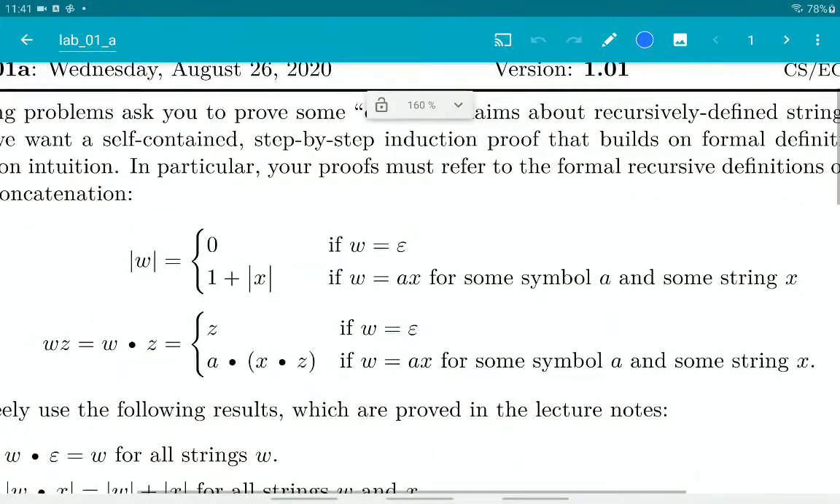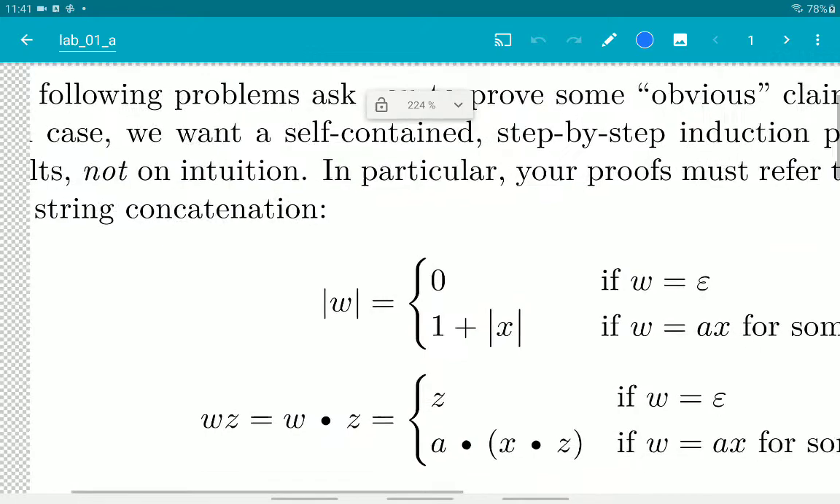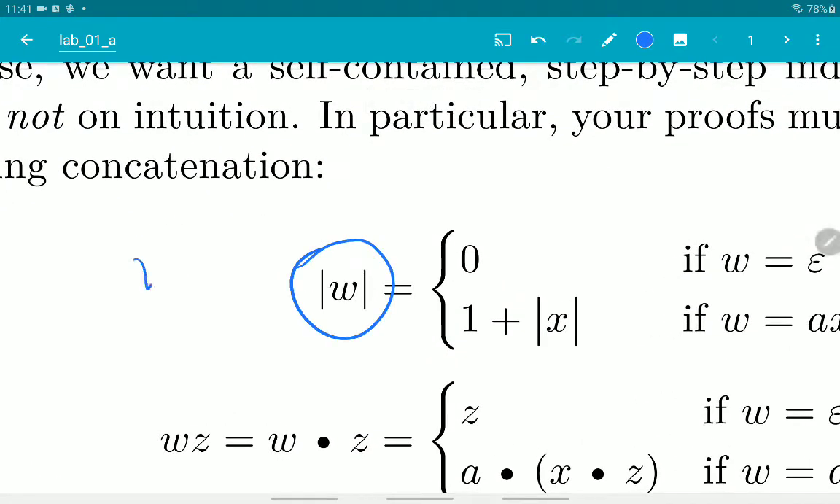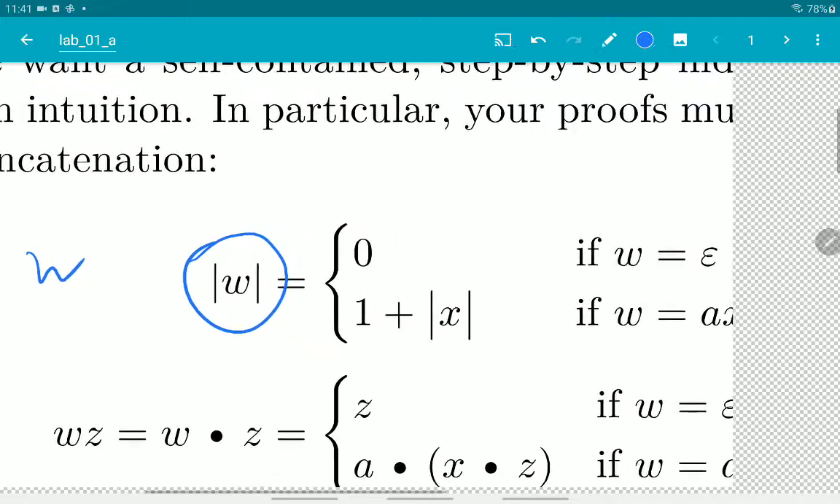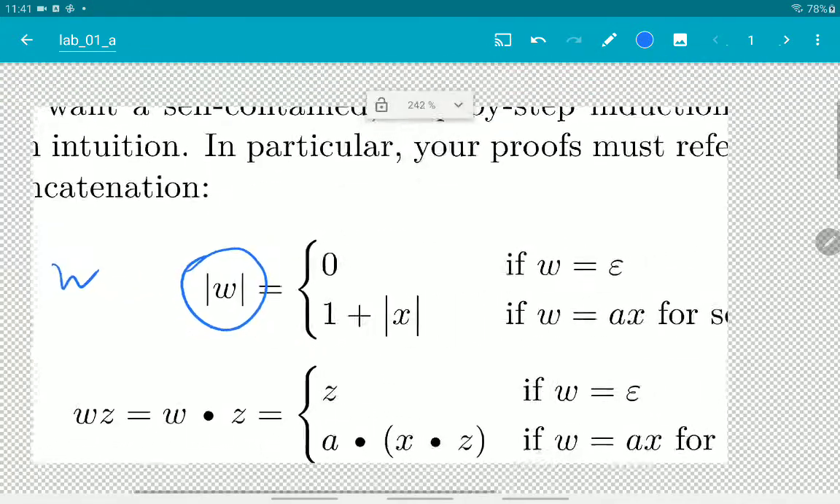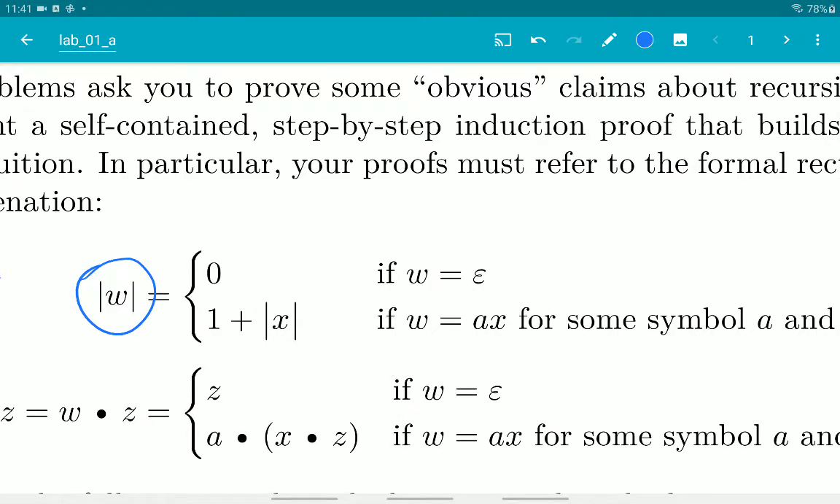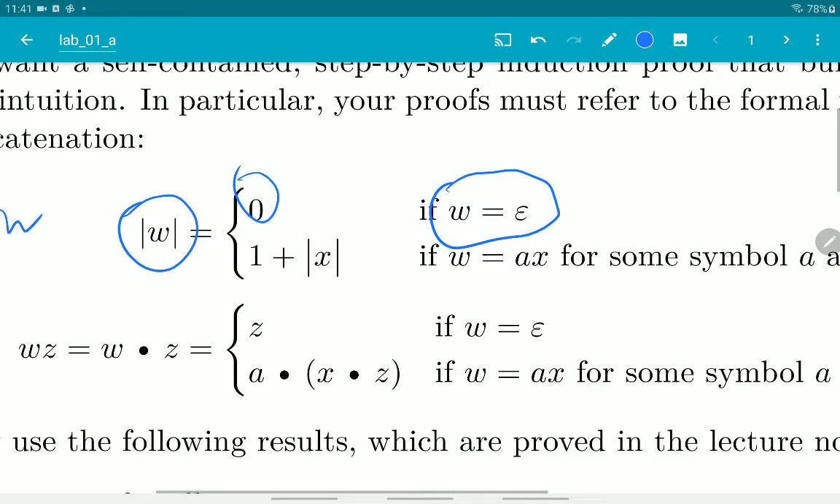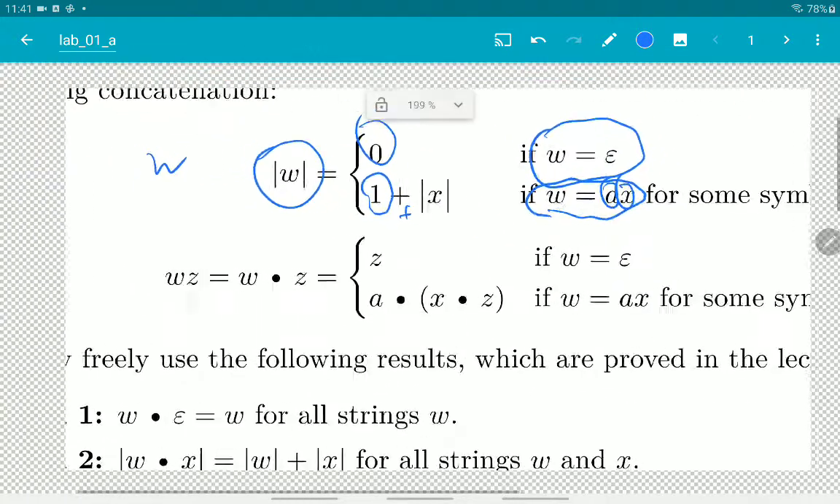Okay, so we are going to first assume that we have the length operator, right? Given a string W, the cardinality of W is the length of W, and we define it recursively, which is kind of silly, but bear with us. If the string is empty, then the length is of course 0. Otherwise, if the string can be written as AX, where A is a character, then the length of the string is 1 plus the length of X, which is hopefully natural.